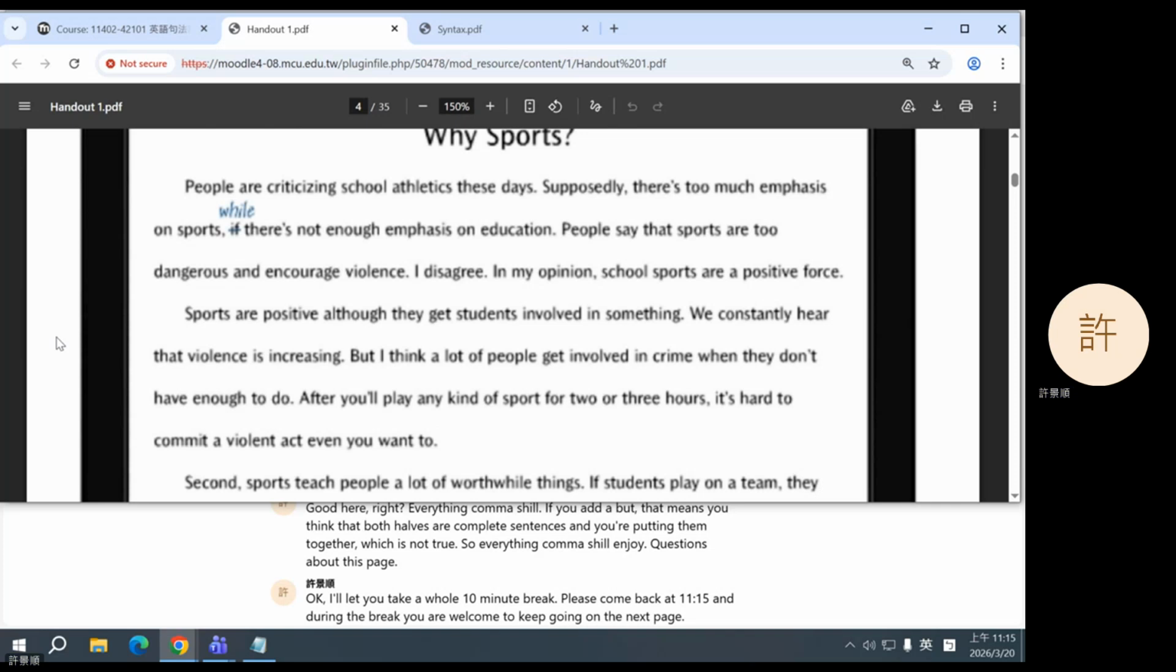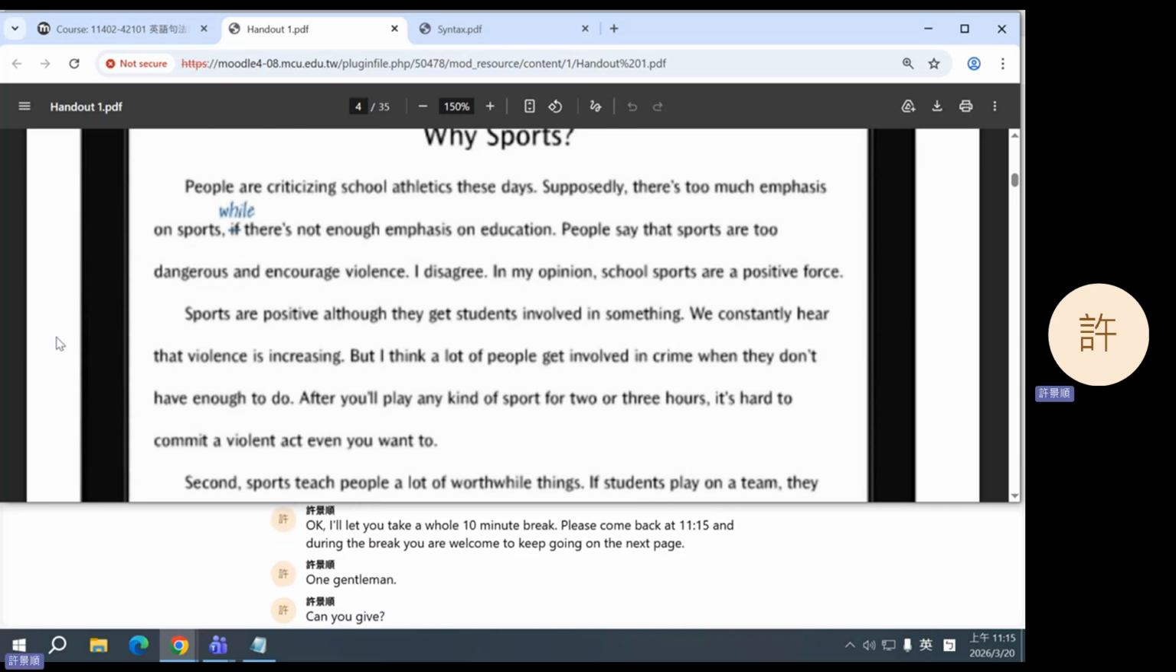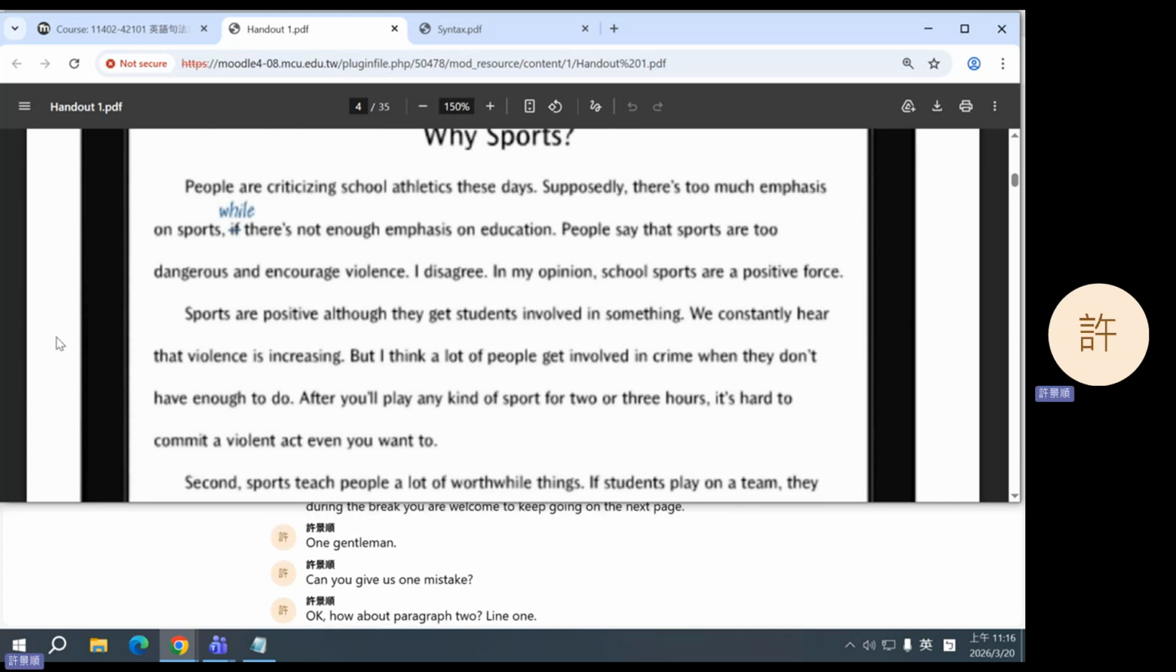Wang Xiantun, can you give us one mistake? Okay. How about paragraph 2, line 1? Do you see something wrong with this? This one. Paragraph 2, line 1. Sports are positive, although they get students involved in something.